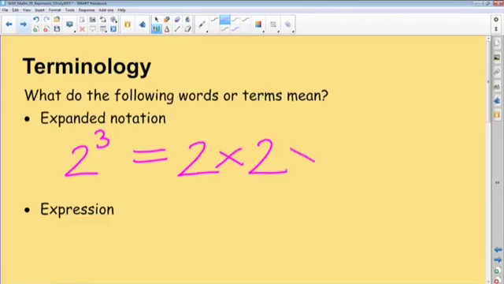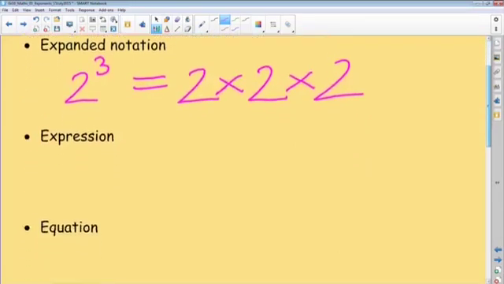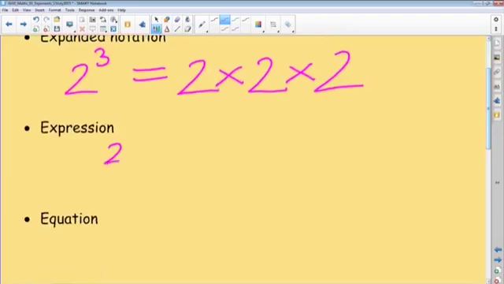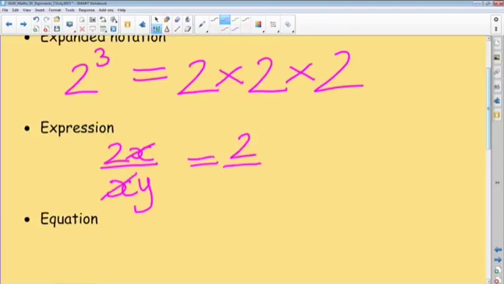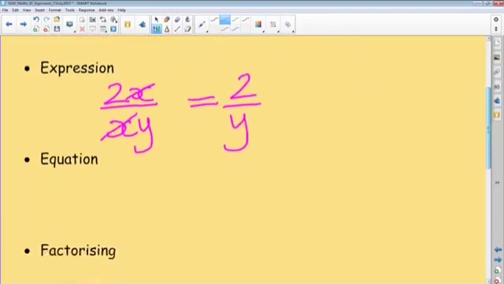It's repeated multiplication. So 2 to the power of 3 is equal to 2 times 2 times 2. An expression is anything that we can simplify. It doesn't have an equal sign in it. So you're just going to simplify it. This question I've just made up, 2x over xy. We can cancel x with x, and we're left with 2 over y. So we've simplified the expression, but we weren't able to solve for any variable.